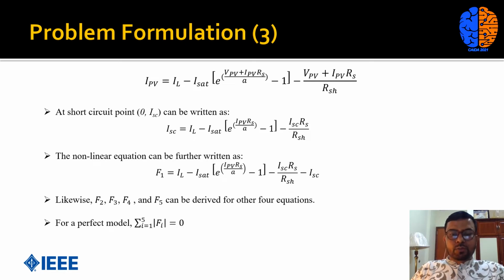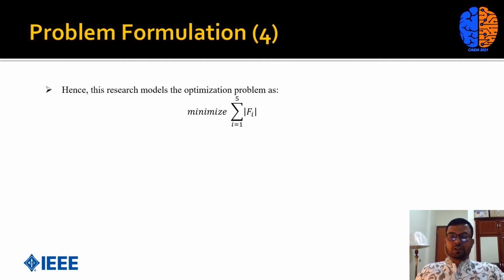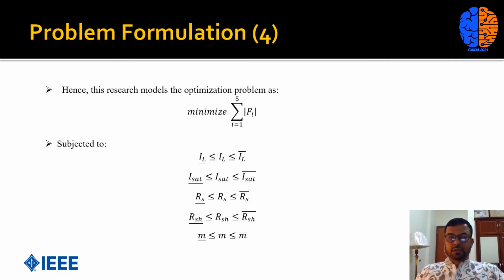Now, for a perfect model, the summation of F1, F2, F3, F4 and F5 should be equal to 0 or close to 0. Therefore, the objective of this parameter optimization problem is to minimize the summation of F1, F2, F3, F4 and F5. And the values of the parameters should be selected from their minimum and maximum ranges.